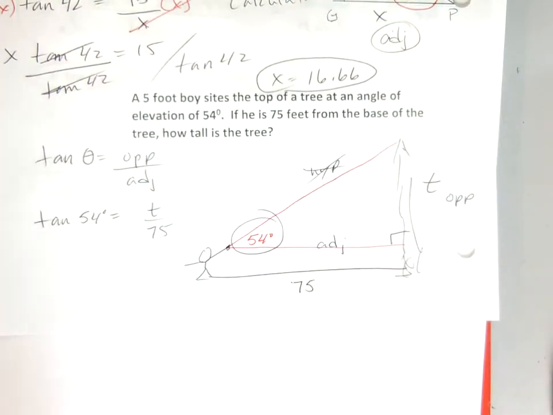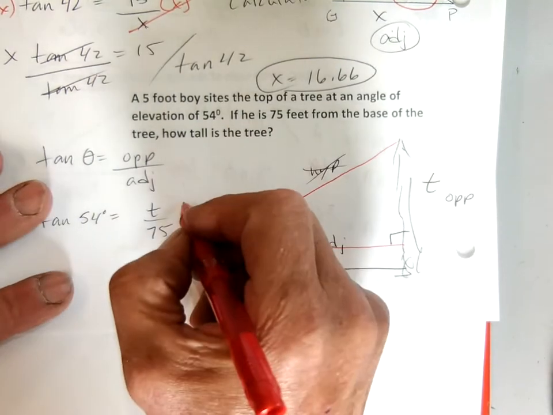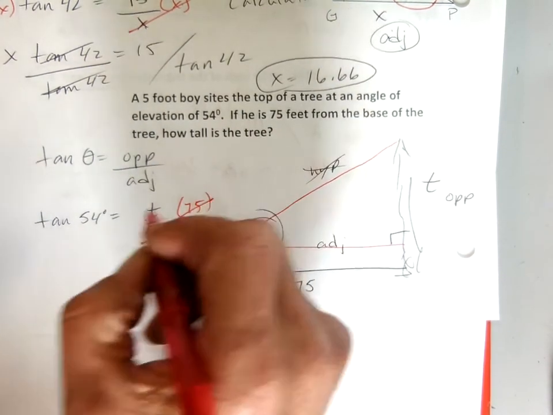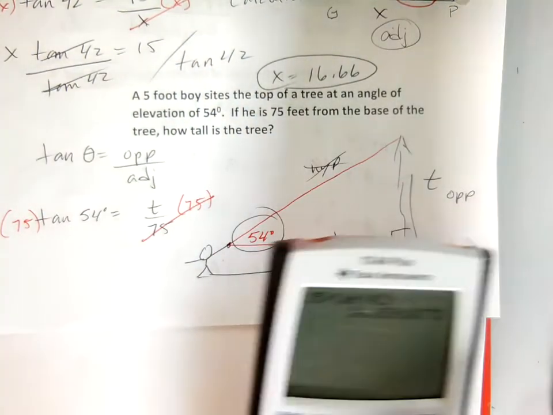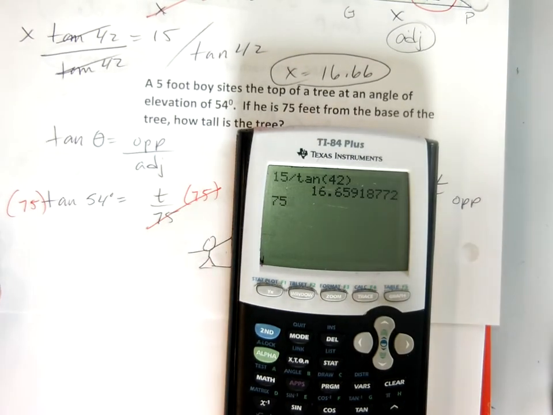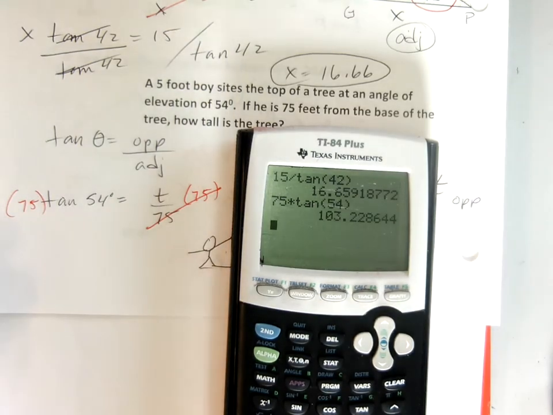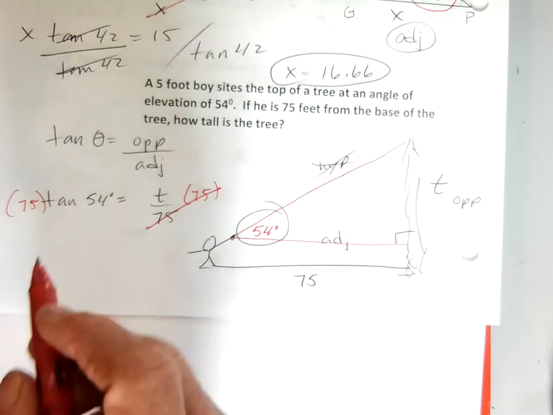How would I solve for t? Bam, multiply that by 75. Use my calculator, right? Let the calculator do the work. 75 times the tangent of 54. 103.2. That's my calculator. Says 103.2.